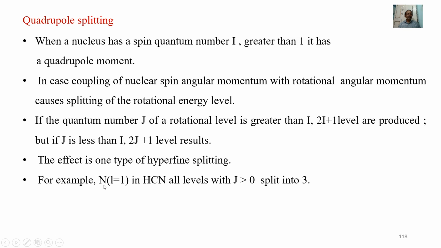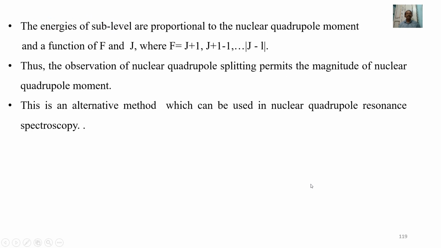For example, in HCN, take N where I equals 1, all levels with J greater than 0 split into 3 levels. The energies of the sublevels are proportional to the nuclear quadrupole moment and a function of F and J, where F goes from J plus 1 to mod J minus 1. Thus, the observation of nuclear quadrupole splitting permits determination of the magnitude of the nuclear quadrupole moment. This is an alternative method which can be used in nuclear quadrupole resonance spectroscopy.